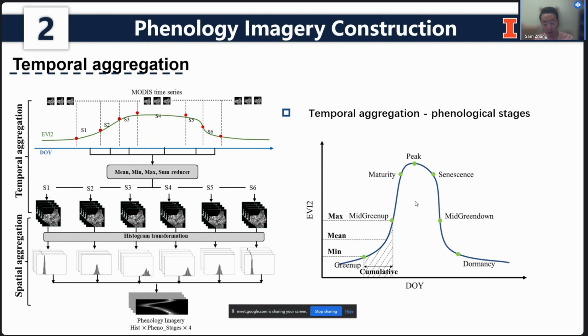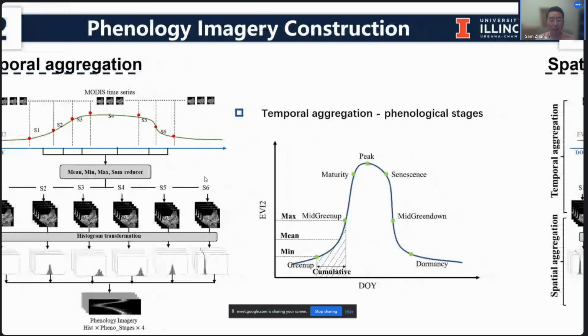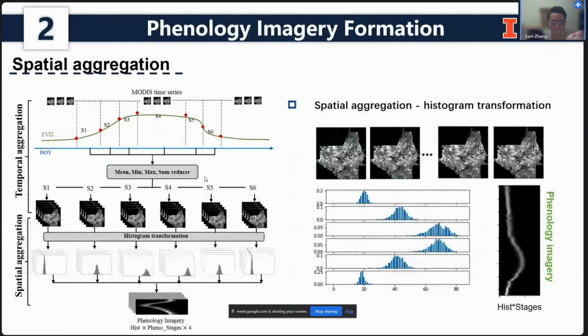After we divide the whole growing season, we aggregate the information into each stage, using the mean, maximum, and minimum values to represent the information of that stage. After that, the whole time series is aggregated to only 6 images for each county. Each county is still an image, but counties have irregular shapes and different sizes, so it is very hard to process them with the CNN model or other deep learning models. So we still need to do the spatial aggregation.